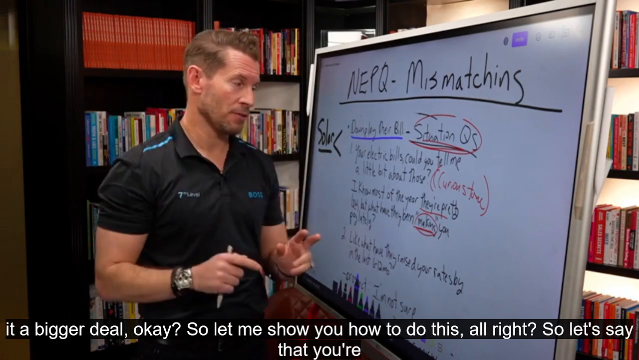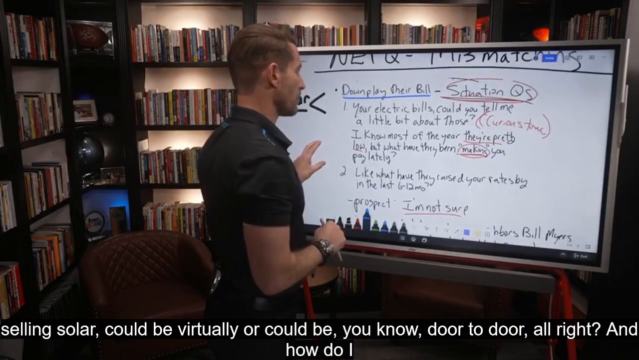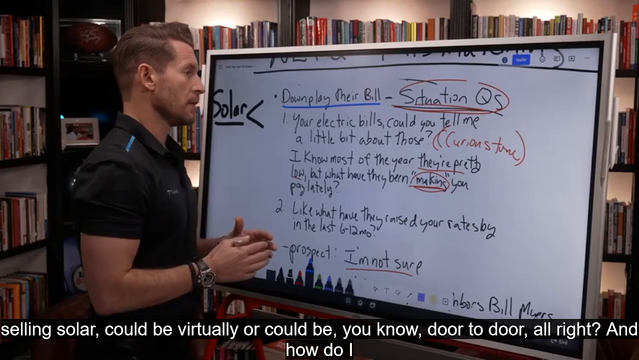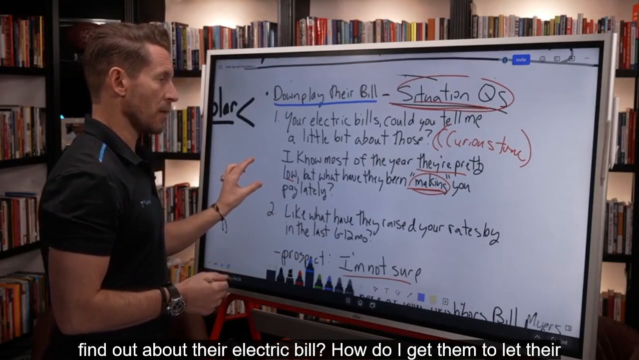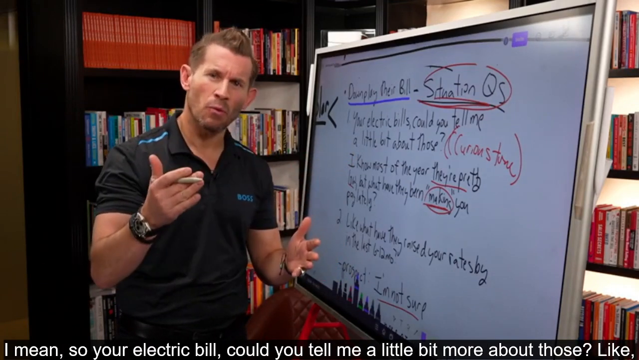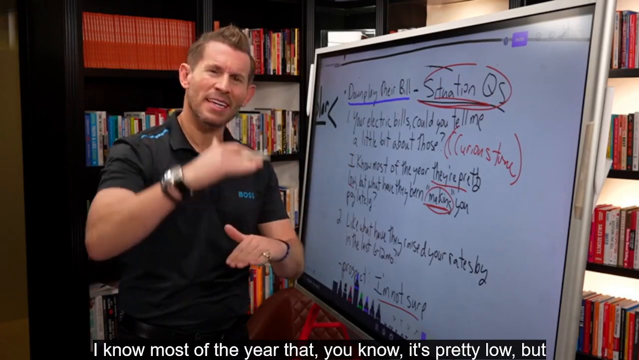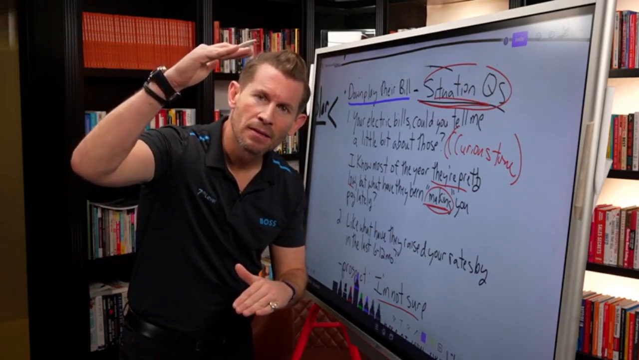So let me show you how to do this, all right? Let's say that you're selling solar, could be virtually or door to door. And how do I find out about their electric bill? How do I get them to let their guard down? So, your electric bill, could you tell me a little bit more about those? Like, I know most of the year it's pretty low, but what have they been making you pay lately?